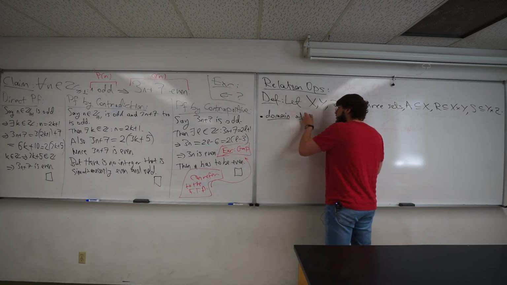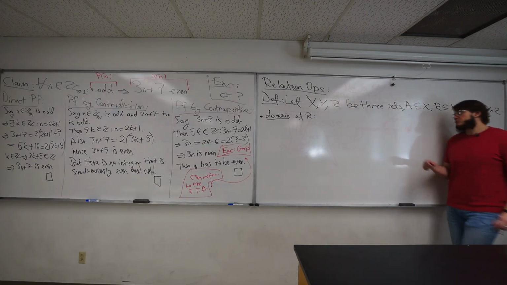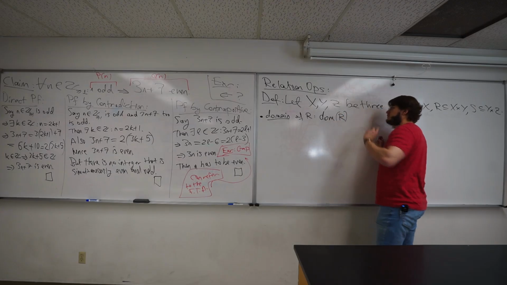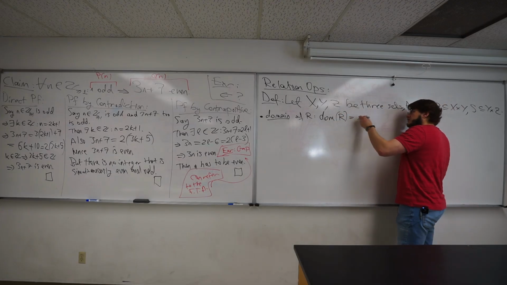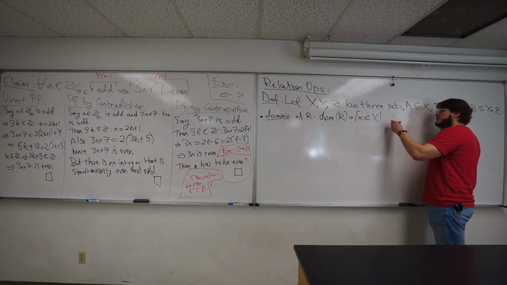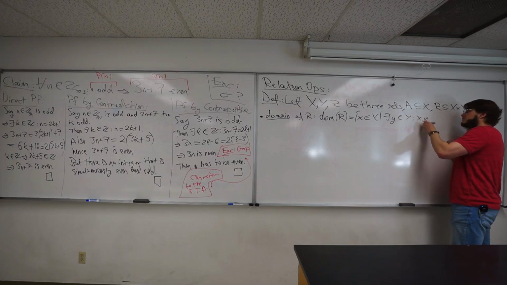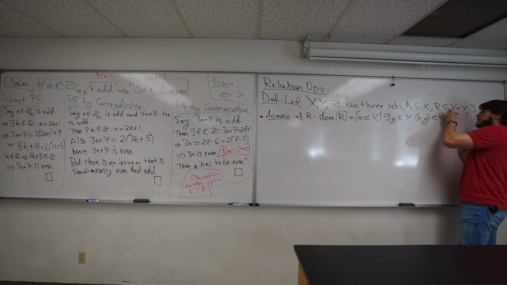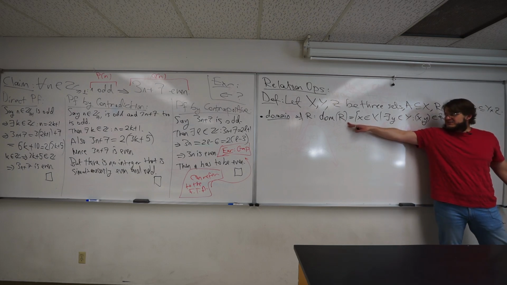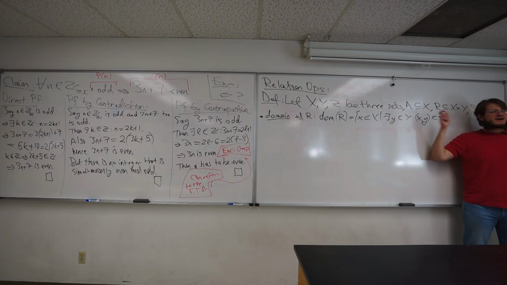The domain of R is a certain subset of X, defined like so. The notation for this is dom of R. This is the set of all those x's, remember, this is the set builder notation, such that for some y in Y, (x, y) is in R. So this is the set of all those x's such that the relation R relates to some y in Y.